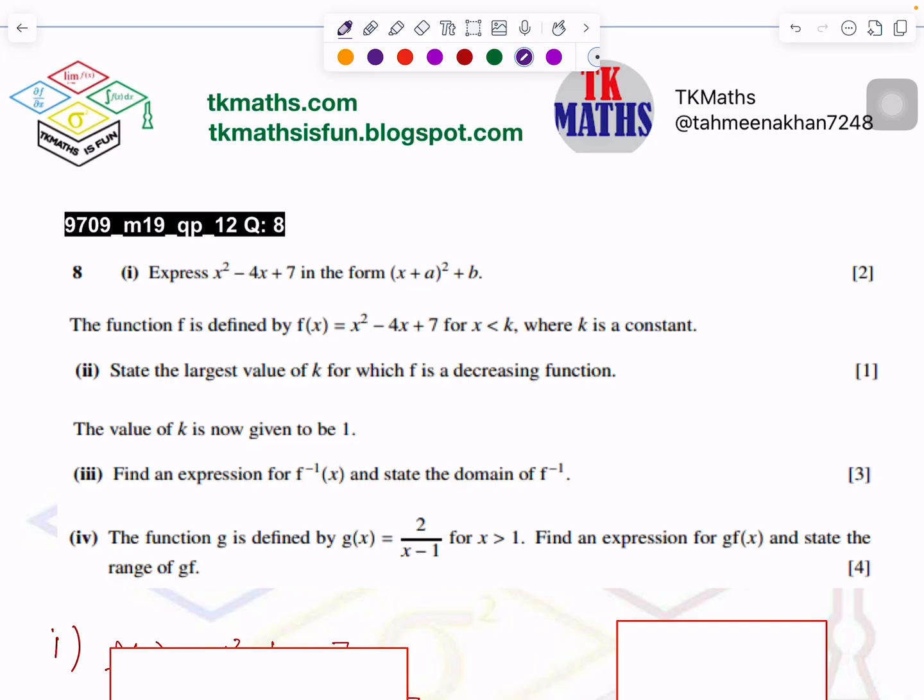In today's video, we will solve a question on composite function in context of domain and range. This question is taken from March 19, variant 1-2. So let's start solving the question.